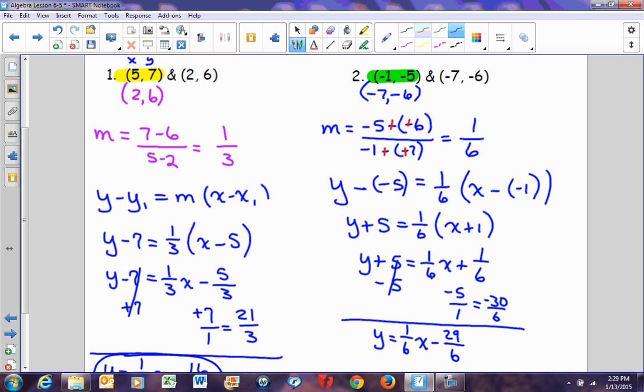So we have the equation of y equals 1/6 x minus 29/6. So that's writing an equation if given 2 points. You can write an equation in slope-intercept form if you're given a point and a slope. You can also write one if you're given 2 points, because you can use those 2 points to find the slope.